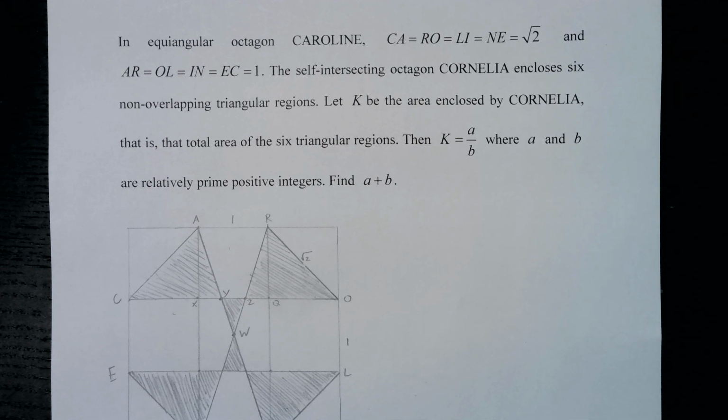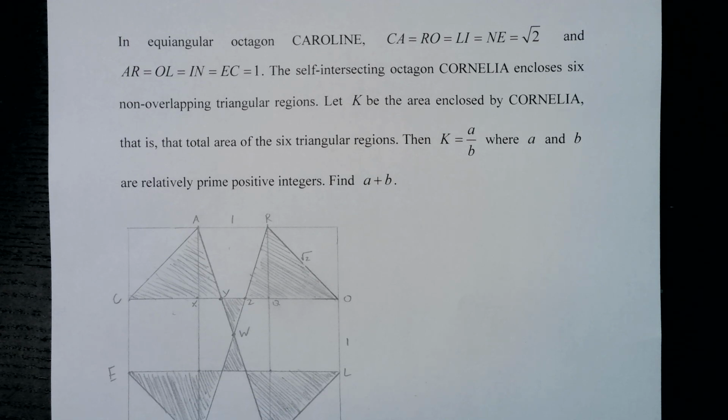Today we have yet another question, and as always, let's first start off by reading the question. In an equiangular octagon CAROLINE, CA equals RO equals LI equals NE, which equals square root 2. And AR equals OL equals IN equals EC, which is equal to 1. Now, the self-intersecting octagon CORNELIA encloses 6 non-overlapping triangular regions.